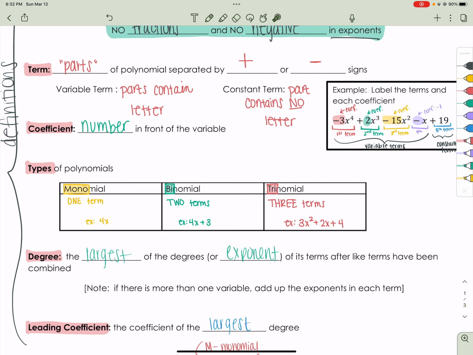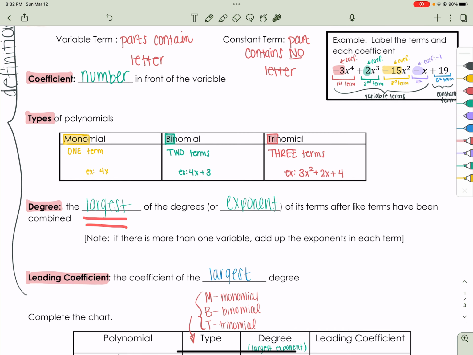Another way that we can classify polynomials is based on the degree. The degree is another way to sort polynomials, because as you get further in math, it will tell you about the polynomial itself. The degree is the largest of the exponents. If you have more than one variable, then you would add up the exponents. We won't see that specifically in this section, but it's worth noting because that will be coming later on. And once you find the degree, the coefficient of the largest degree term we call the leading coefficient.